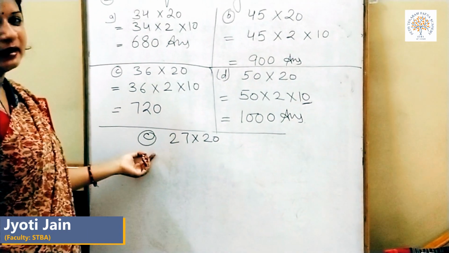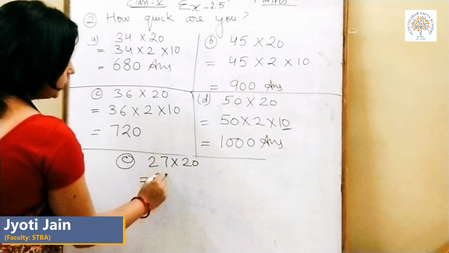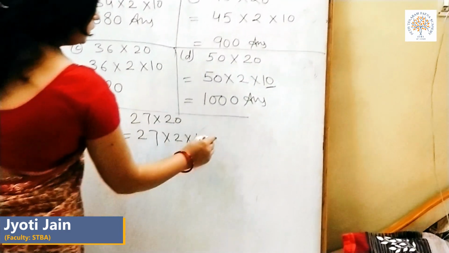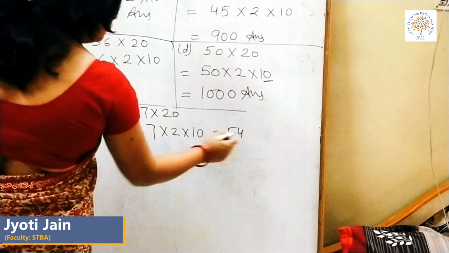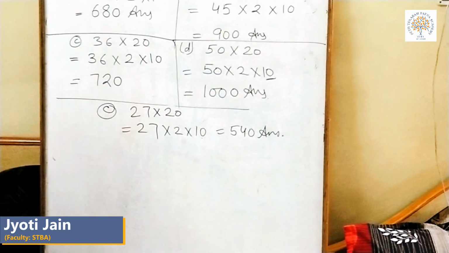And the last part is 27 multiplied by 20. So that will be 27 into 2 into 10. So 27 2s are 54, followed by 1 zero. That will be 540.